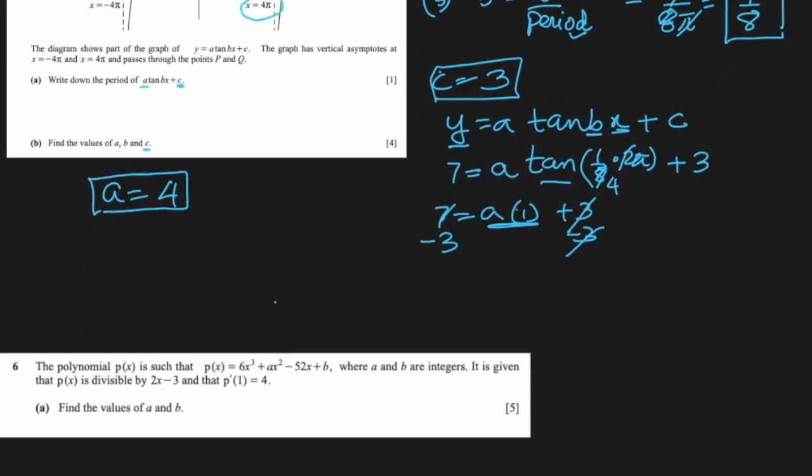Moving on to question number 6. The polynomial p(x) is such that it is equal to 6x cubed plus ax squared minus 52x plus b, where a and b are integers. It is given that it is divisible by 2x minus 3 completely. That means completely, obviously. And the first derivative when x is 1 is 4. That's how we interpret this. I hope you understand this one. p prime 1 is equal to 4 means when we differentiate it for the first time and plug in x equal to 1, we get 4. That's what it means. Find the values of a and b. These two situations will give us two simultaneous equations which we will solve. So let's focus on this.